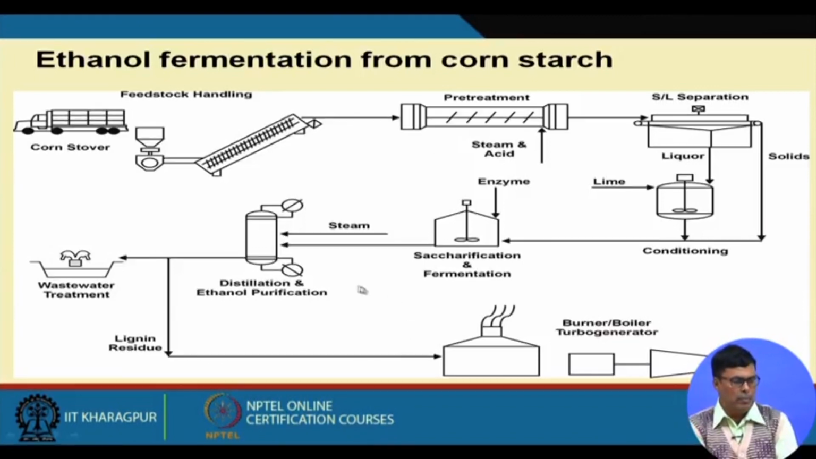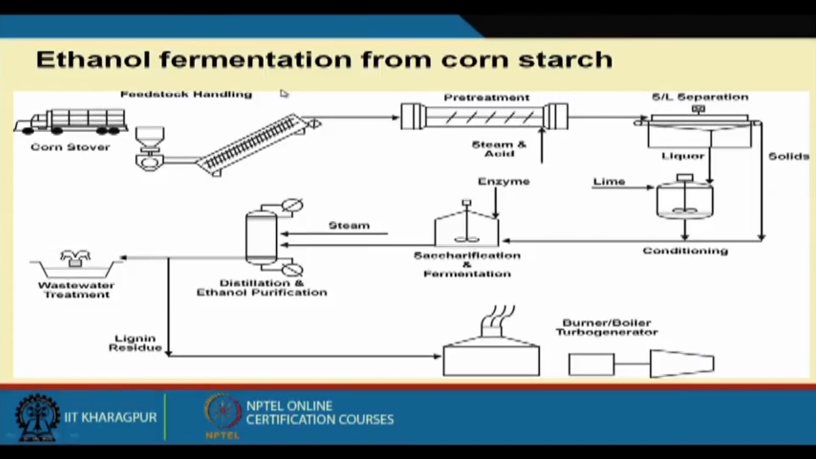Now let me give the example of one process flow diagram so that your idea will be a little bit clearer. This is regarding the ethanol fermentation process from corn starch. So corn stover usually comes by truck and is unloaded here. And after unloading, you do the grinding, and then this is the conveyor belt. You can see how conveyor belts can be.